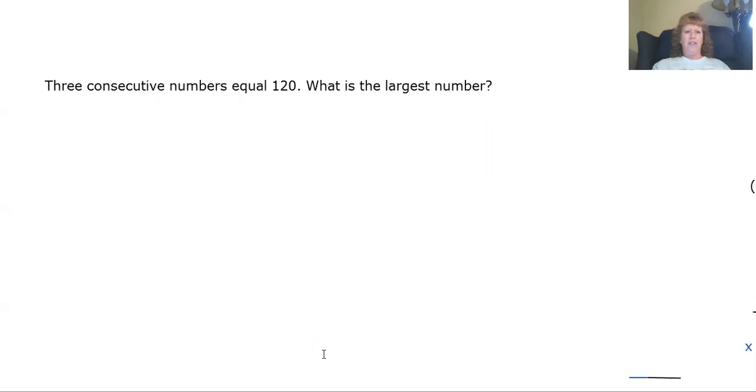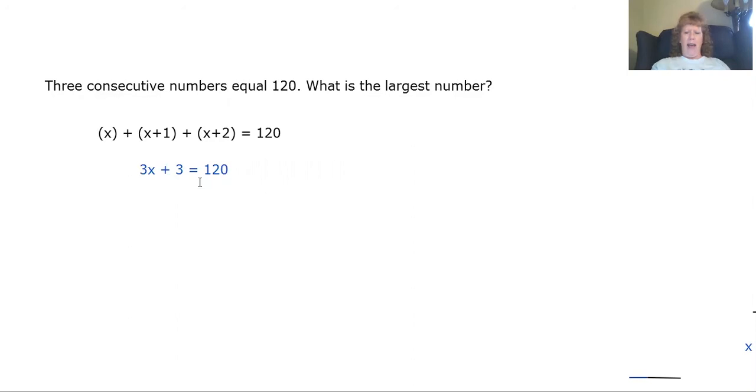Let's try this question. 3 consecutive numbers equal 120. What is the largest number? So again, we're going to need to start out with our formula of x, x plus 1, x plus 2. And if that equals 120, we're going to have 3 x's and the value of 3, because 1 plus 2 is 3. That's going to equal 120.